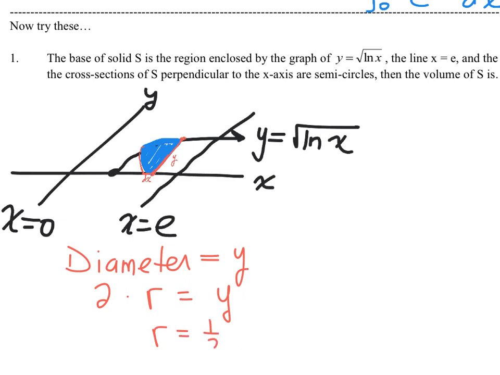Diameter is equal to 2 times the radius. So the radius has to be equal to 1/2 of y. Specifically, 1/2 of the square root of the ln of x.